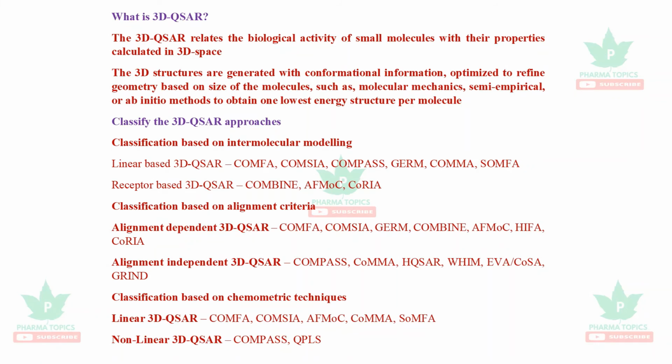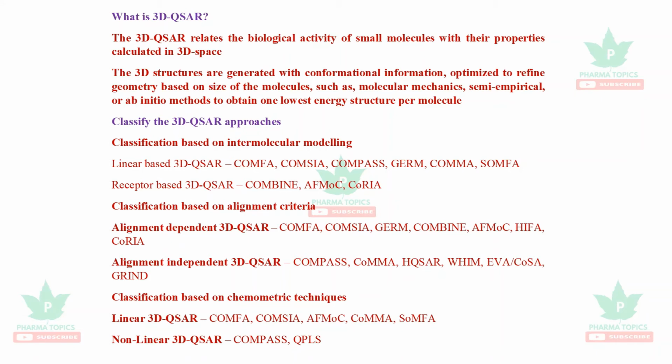Next is 3D QSAR. The 3D QSAR relates the biological activity of small molecules with their properties calculated in 3D space. The 3D structures are generated with the conformational information optimized for the geometry, and the lowest energy conformation of the molecule is taken into account. The 3D approaches are classification based on intermolecular modeling, classification based on alignment criteria, and classification based on chemometric techniques.